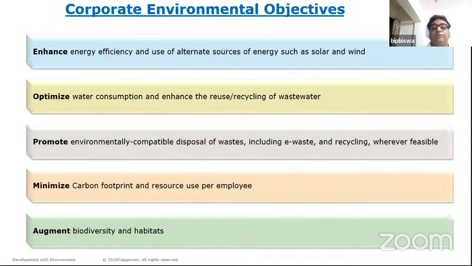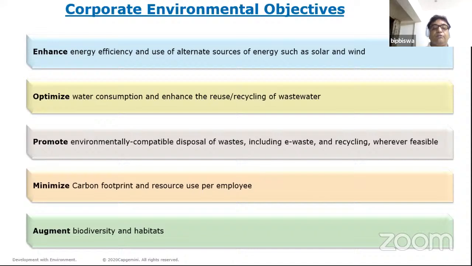Now, at the corporate level, every corporate has come up with their environmental activities or objectives, with a defined target for the next 3 years or 5 years, etc. Those are actually a necessity now. It is not a theoretical matter, but a necessity. For example, energy efficiency improvement or use of alternative resources. Almost everybody now has solar or wind energy as an alternate energy.